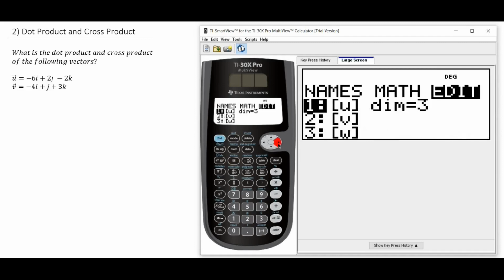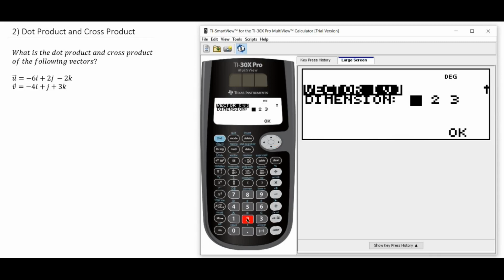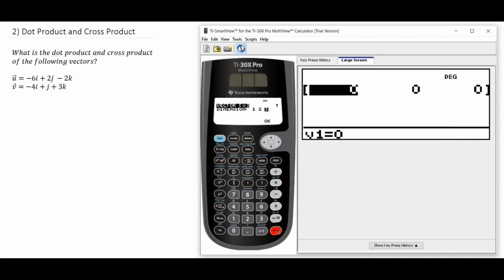Here we press 2 to enter the values for vector v. And this is also a 3-dimensional vector because we have 3 components. Now I can enter the values for vector v. So after I store the values for vector u and vector v, I'm going to once again go to vectors.